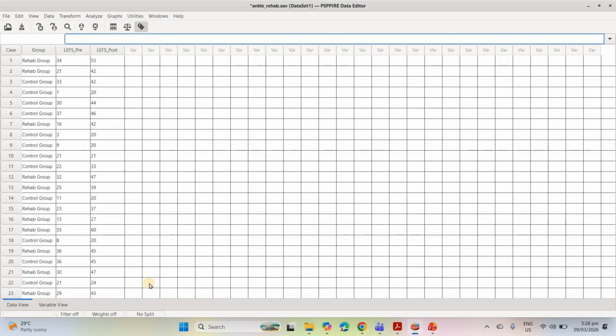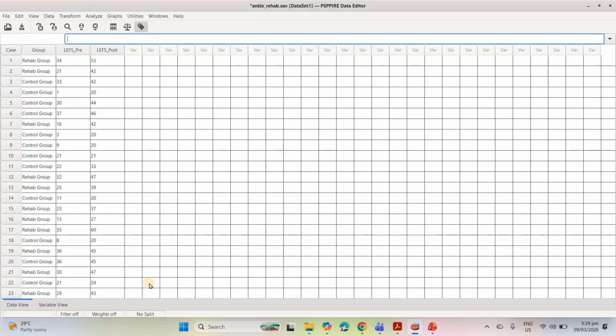So today we're going to look at doing a one sample t-test using PSPP. So just to introduce this data set. This data set has two groups: a rehab group and a control group. It's about patients who had ankle injuries and took their lower extremity functional scale score before and after intervention. But the intervention was only for those in the rehab group.